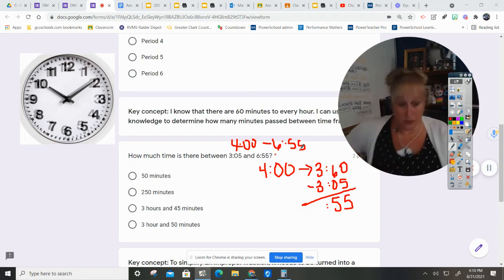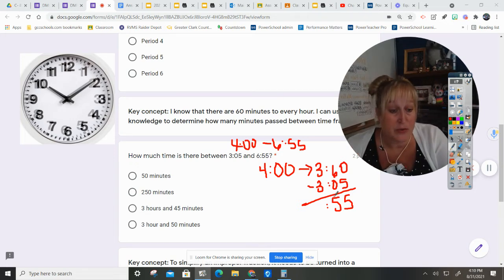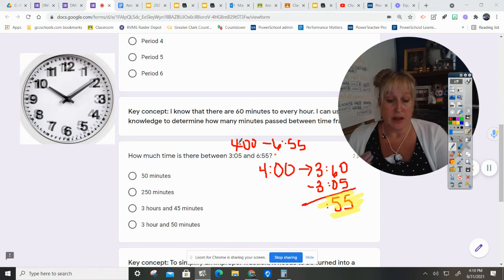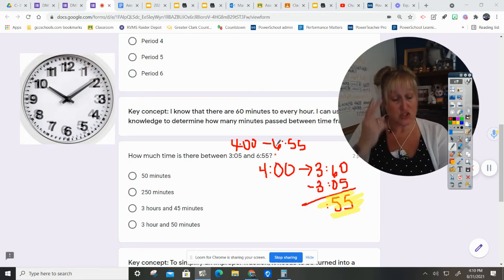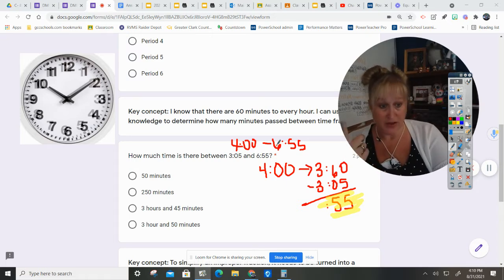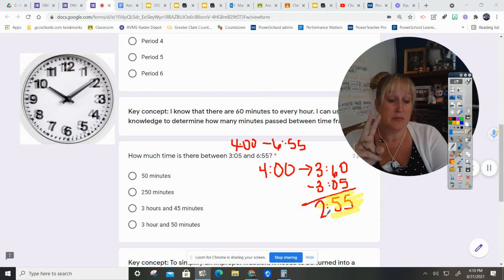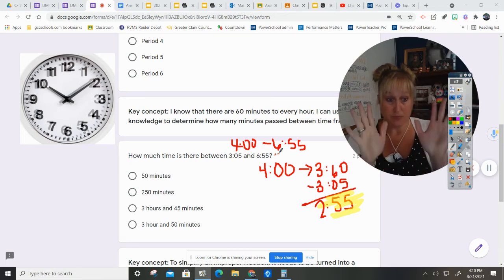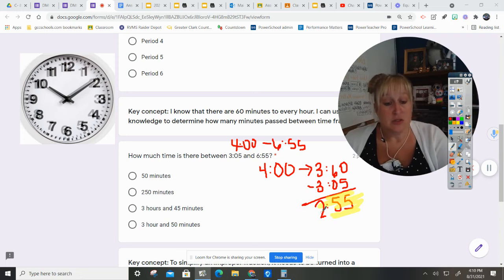All right. So I'm going to highlight this so that I can refer back to it. I have 55 minutes. Okay, 55 minutes gives me to 4. Now, from 4 to 6, that's 2 more hours. 4 o'clock to 5 o'clock, 5 o'clock, 6 o'clock. So I'm going to put a little 2 in front of here. So far, this 2 hours and 55 minutes has gotten me from 3:05 to 6 o'clock.